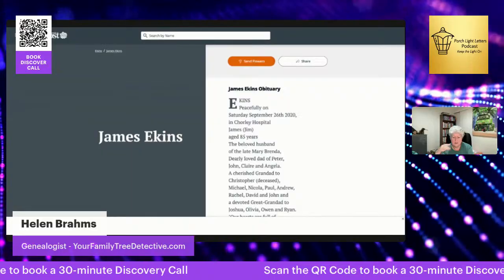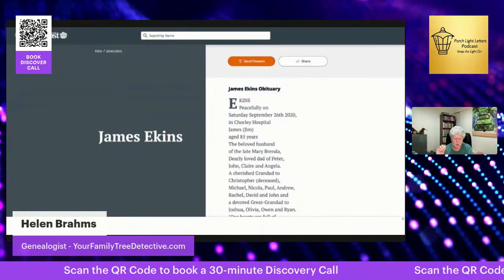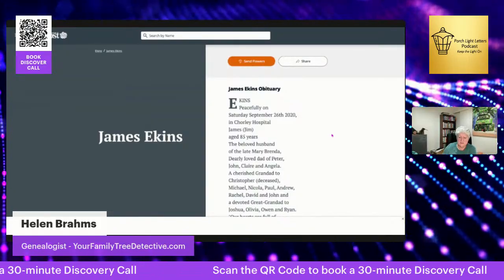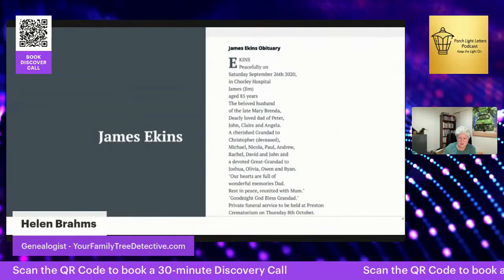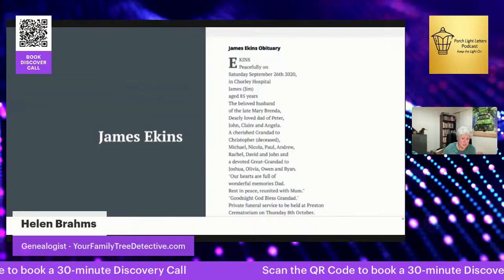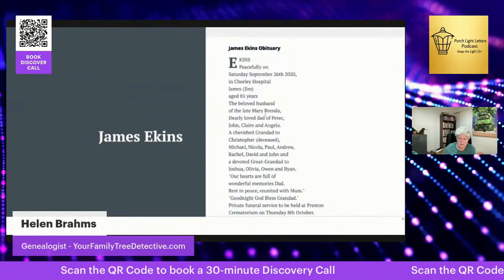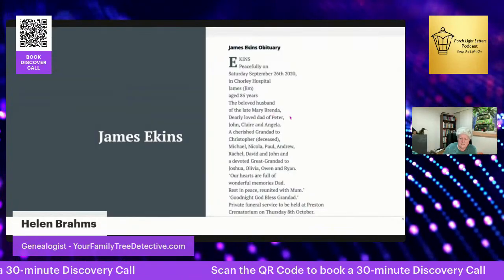Now, they used to do it where you would click on it and it would open in a different window. But now it opens in the same window with just a little blurb. And if you want to see the whole thing, you have to click on the newspaper. So Eakins, peacefully on Saturday, the 26th of September 2020 in Chorley Hospital. James, also known as Jim, aged 85, the beloved husband of the late Mary Brenda. So we know that his wife has passed and her name was Mary Brenda.